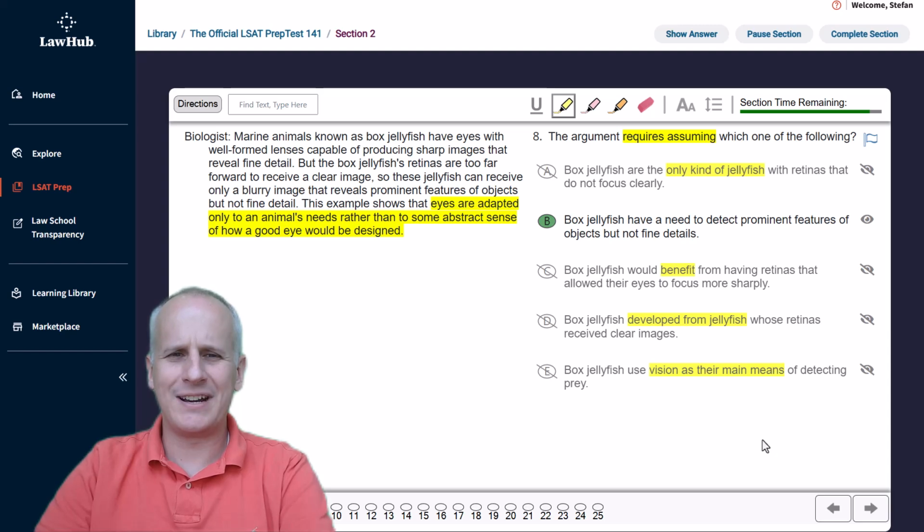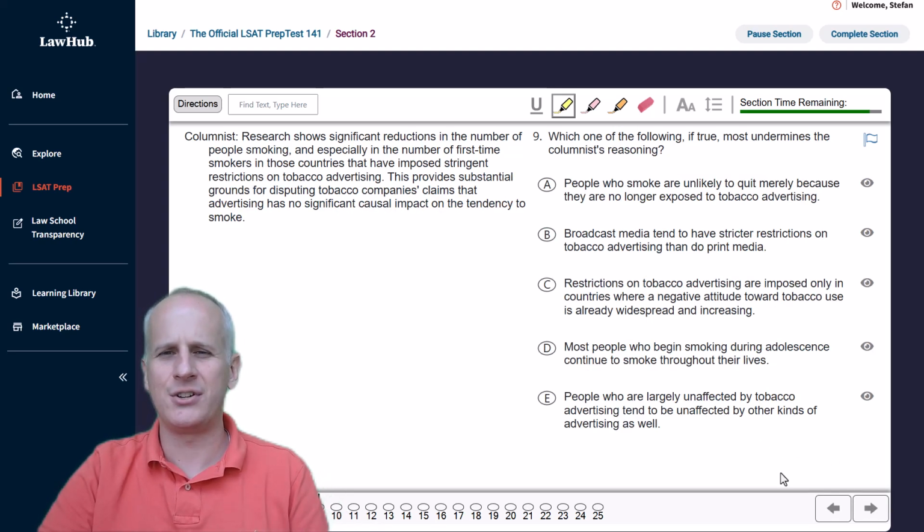Moving on from question 8 of section 2, the first logical reasoning section of LSAT PrepTest 141 over at lawhub.lsac.org, we get to question 9, and as always, we've got our highlight tool ready to go so we can mark exactly what it is we're being asked to do by the question stem, which reads, which one of the following, if true, most undermines the columnist's reasoning?